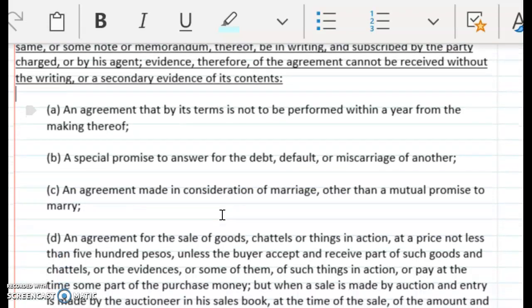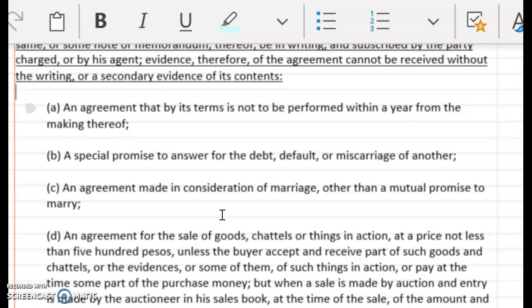So, C, an agreement made in consideration of marriage. A marriage settlement is an example of an agreement in consideration of marriage. A donation propter nuptias, however, is no longer governed by the Statute of Frauds but by the formalities required in ordinary donations.